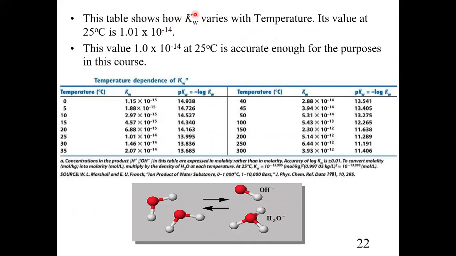Just as a reminder of all equilibrium constants, the only thing that will get the equilibrium constant to change is temperature. Everything else, I do not change an equilibrium constant with concentration. So no matter how much H plus I have in solution or how much OH minus I have in solution, my Kw remains constant at 10 to the minus 14 at 25 degrees.